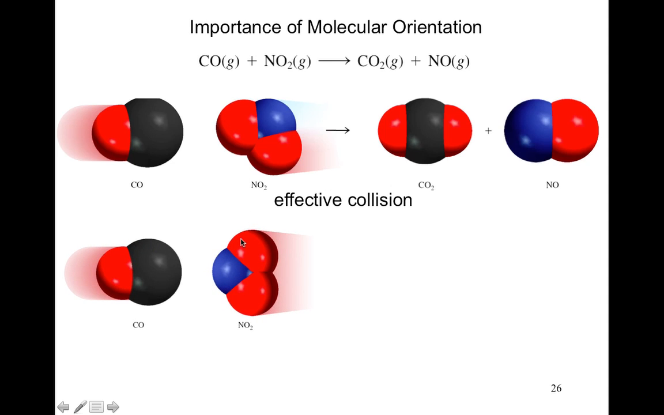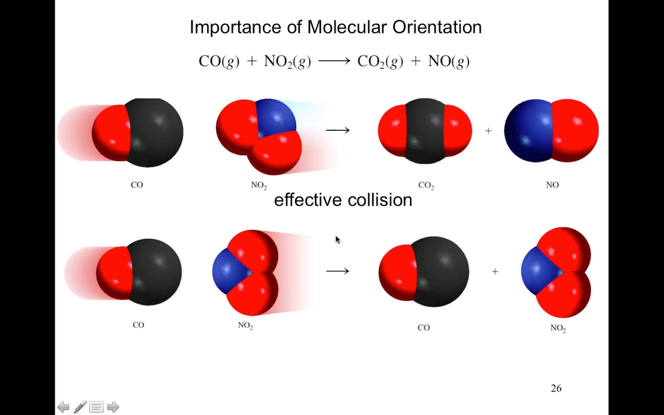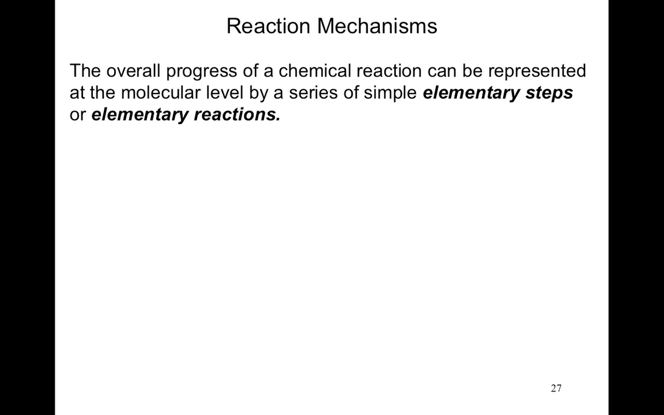So here we've got one where nitrogen's trying to give oxygen to carbon, but they hit each other carbon to nitrogen. When they hit each other here, they can't hand off an oxygen because the oxygens are facing the wrong way. So we end up bouncing off and getting still carbon monoxide and still nitrogen dioxide. That's a pretty ineffective collision. So the shape of molecules has a lot to do with whether or not they're going to react. And that has a lot to do with activation energy.